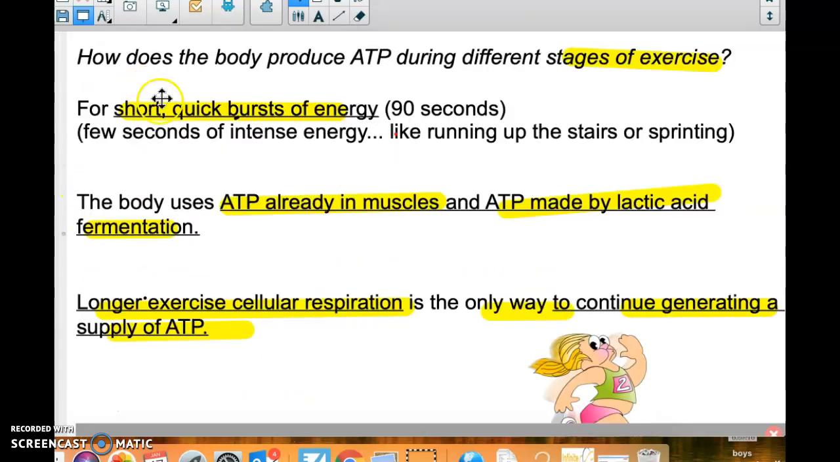All right, so please take a moment and review the notes and the reading down at the bottom to compare the difference between cellular respiration and fermentation.